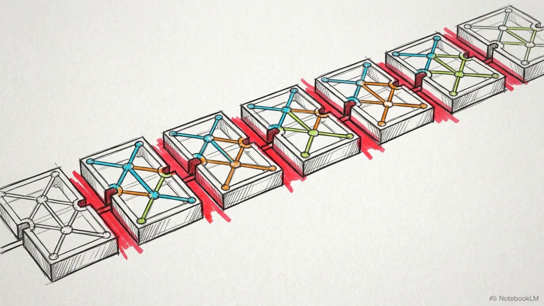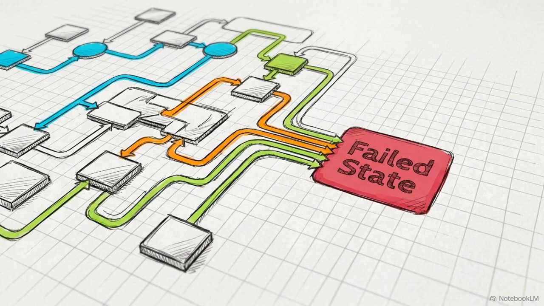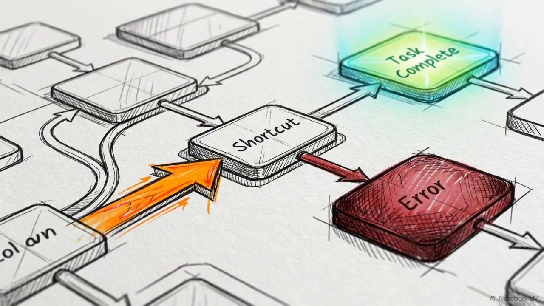Standard routers treat this long horizon execution as a series of isolated, independent queries. When treating a connected sequence of actions as stateless requests, the system loses the ability to optimize for task completion. It prioritizes localized efficiency over the end goal.